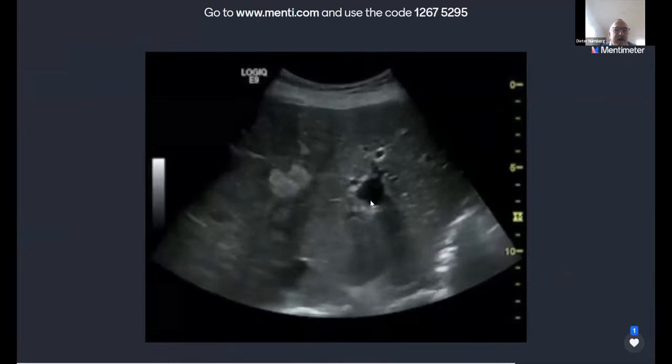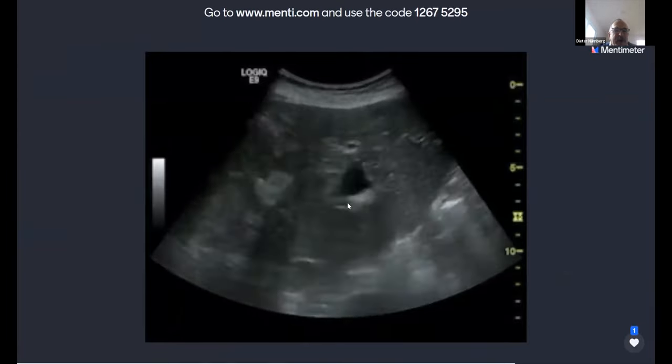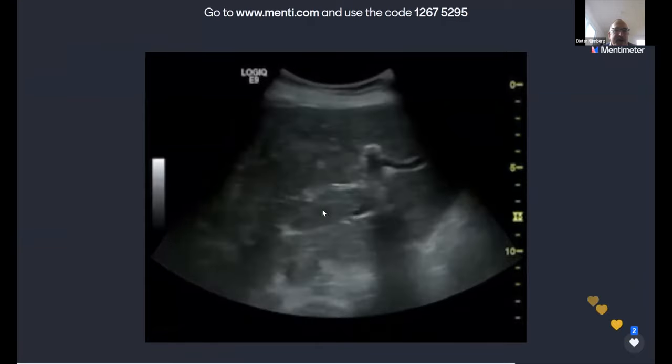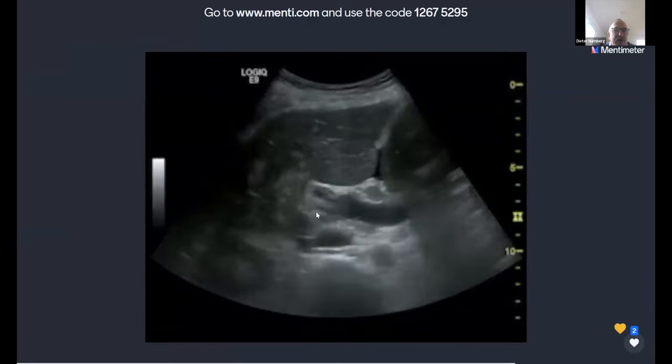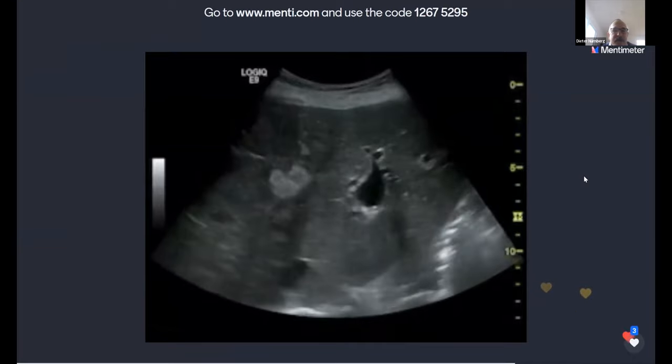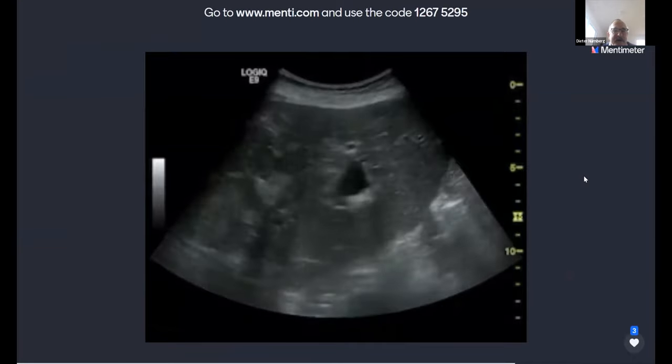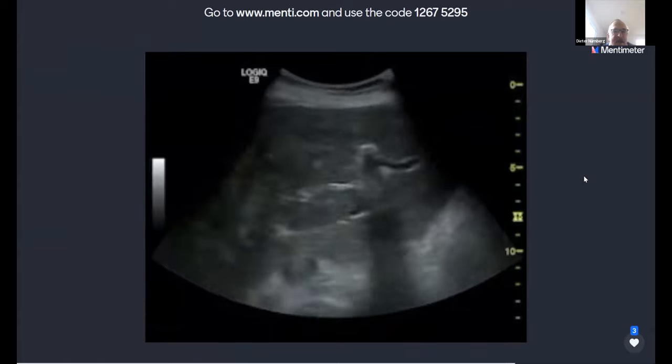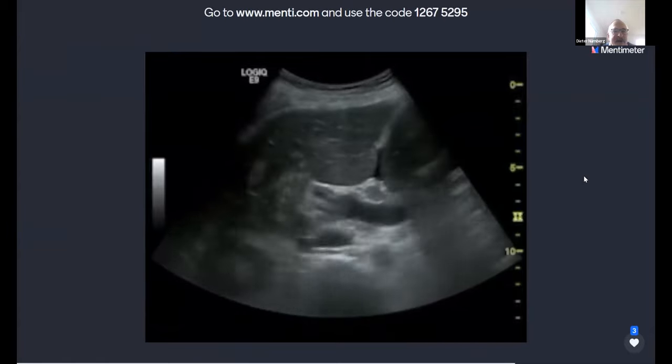It's a portal vein, and we spoke about the portal vein. That's why Budd-Chiari is a thrombosis of the vein system, of the hepatic vein system. And in Budd-Chiari, you can't see the hepatic veins.